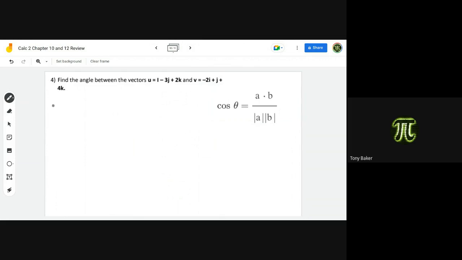All right, let's find A dot B first. We'll do the dot product first. So we have 1 times -2 plus -3 times 1 plus 2 times 4. So -2 minus 3 plus 8. So my dot product is 3.